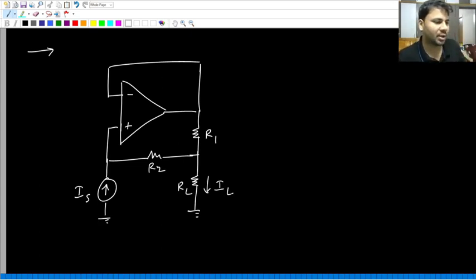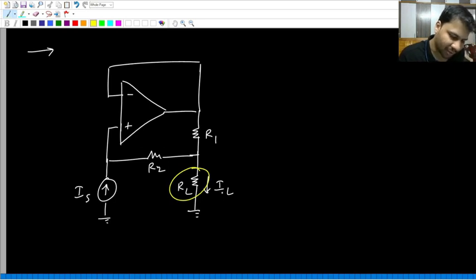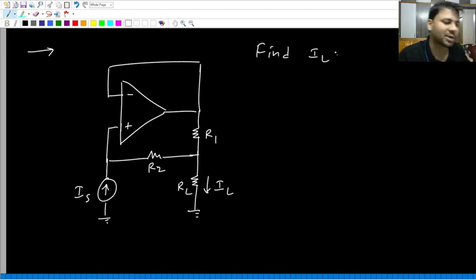Okay, so this is our next circuit. Once again, the op amp is ideal, and here you can see we have the load resistance through which the current is designated as IL. Again, the question is to find the expression for IL, and from the expression for IL, we will try to understand how the circuit will behave with respect to the load.